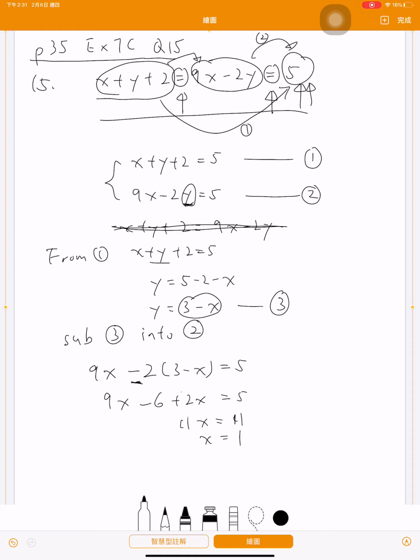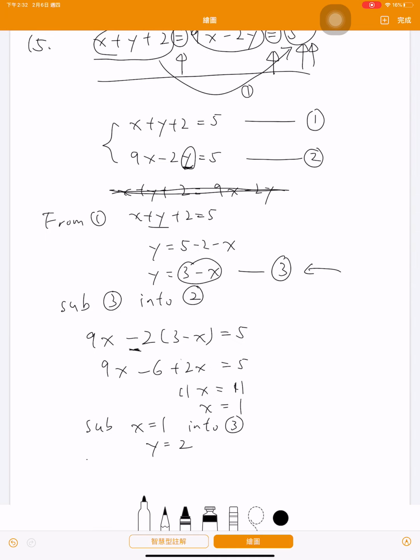Then again, don't forget we also need to find y. Substituting x = 1, usually into equation 3 is easier. y = 3 - 1 = 2, right? Therefore, the solution is x = 1 and y = 2. Finish.